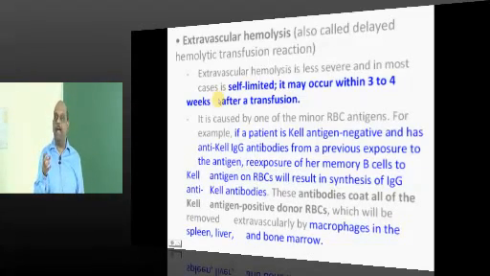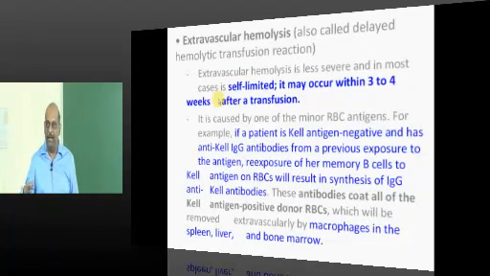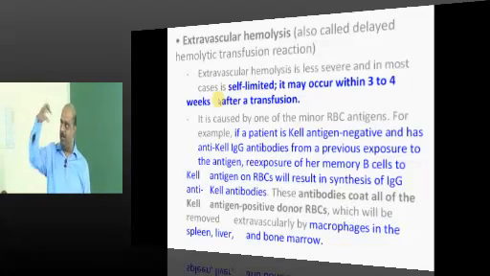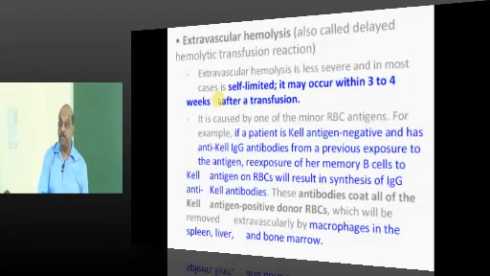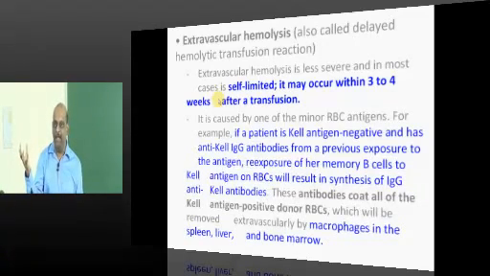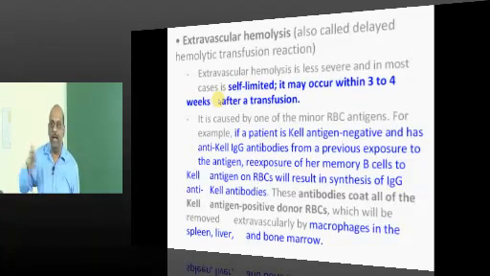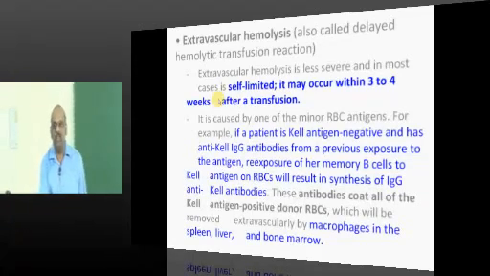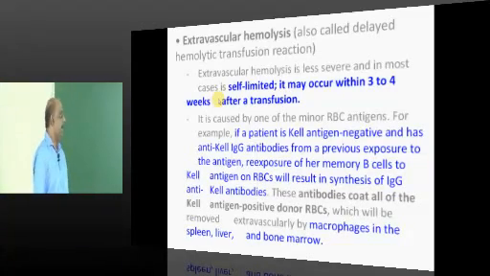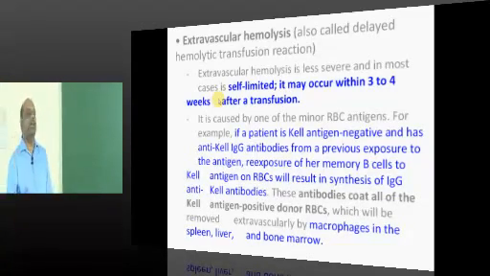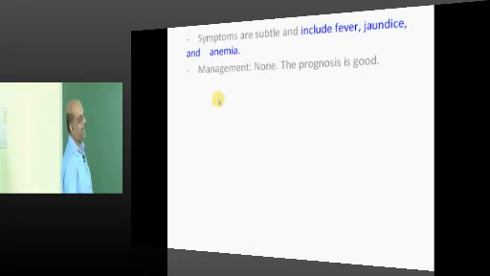The killing of the RBCs does not occur inside the vessel. When the blood passes through the spleen, anti-KEL antibodies are coated on the top of the RBC. That will be recognized by the spleen as a foreign RBC and it will be slaughtered. That is extravascular hemolysis, which occurs in the spleen classically. So it is the spleen, liver, bone marrow where extravascular hemolysis typically occurs.